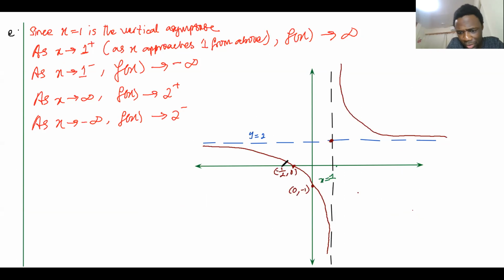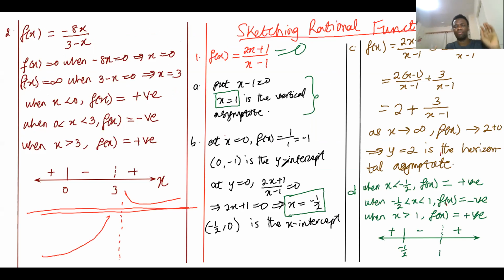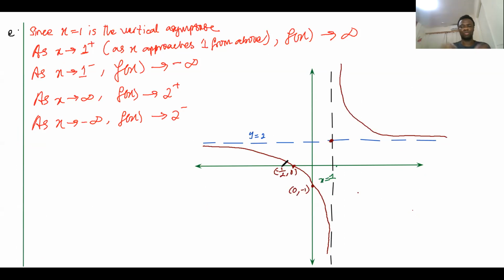Is it minus half, 0? Yeah. So this is the sketch. Then we just need to put the label. Let me see where it's easier to put the label. Because I've put the intercept here, I can put the label here.